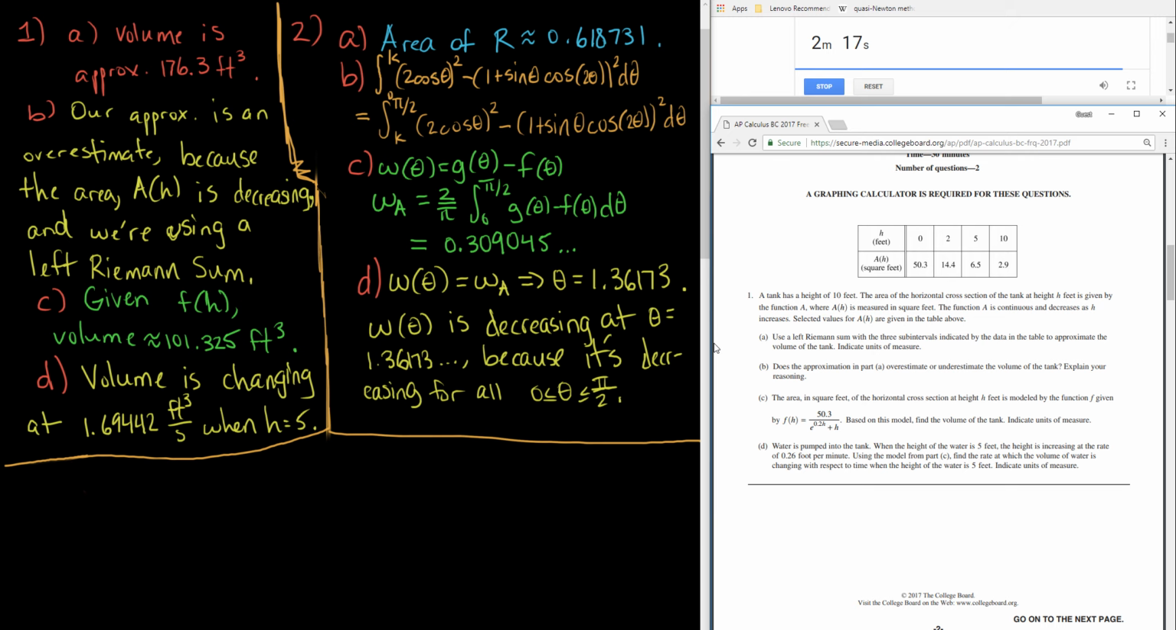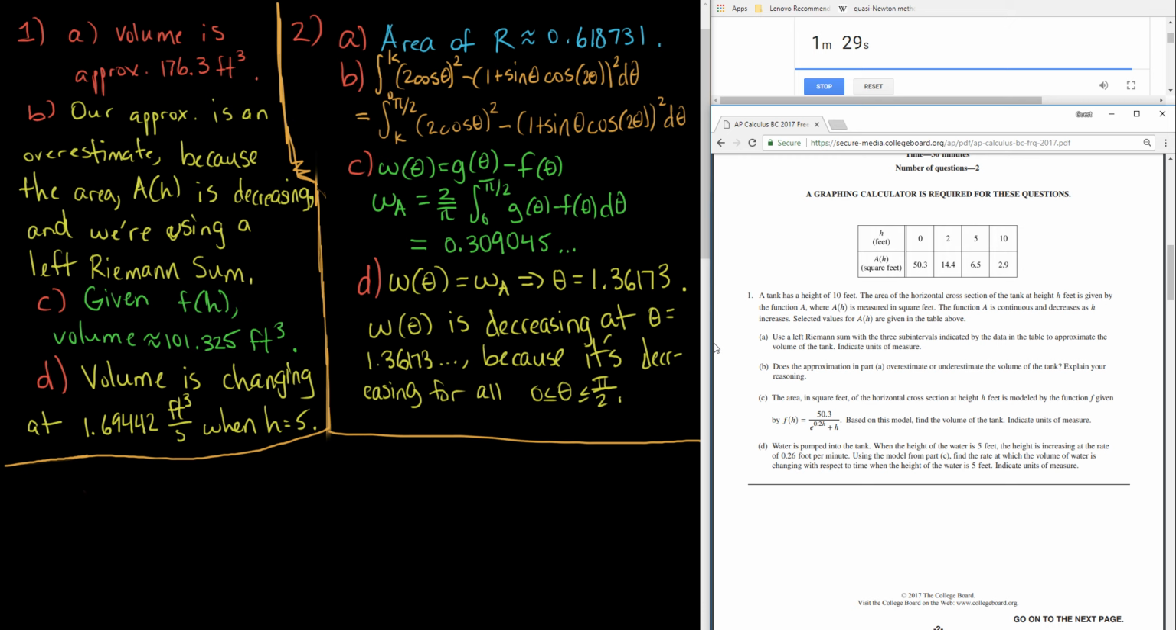So 2 times 50.3, I'm recalculating part A, plus 3 times 14.4, plus 5 times 6.5, 176.3. Okay, that's correct. And units are indeed feet cubed. Part B definitely is an overestimate, and explain reasoning, yeah, that makes sense. For C, I'm pretty sure I got an integral right. And D, water's pumped in the tank. Yeah, that generally makes sense.